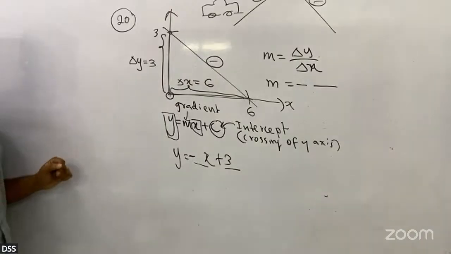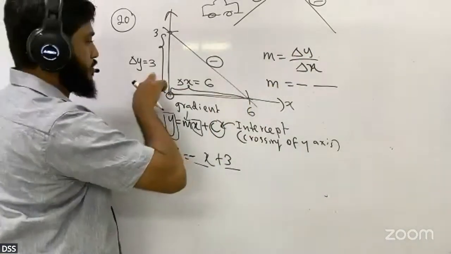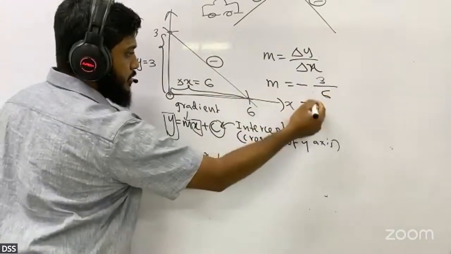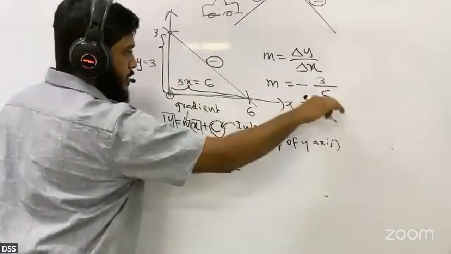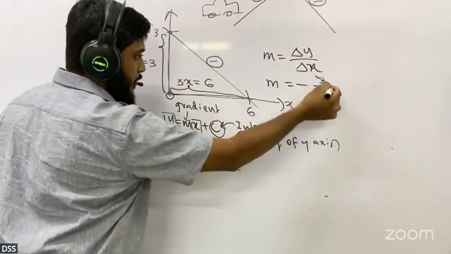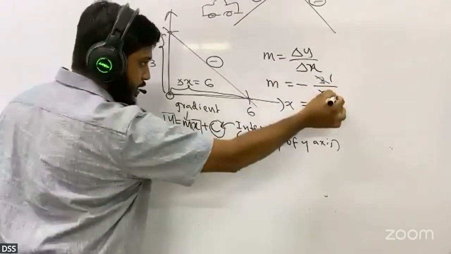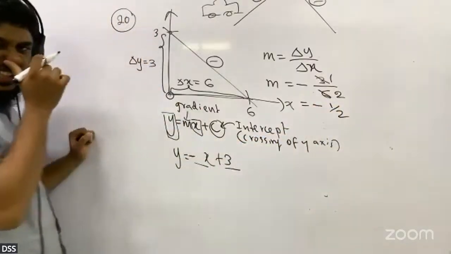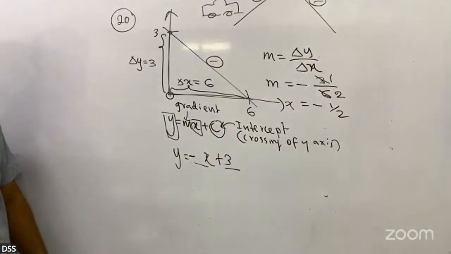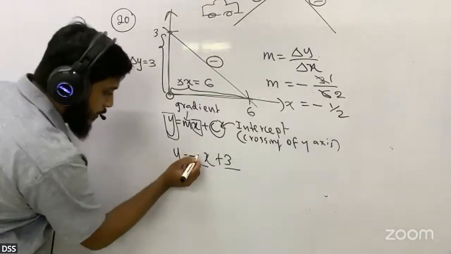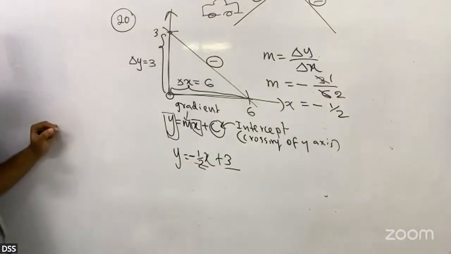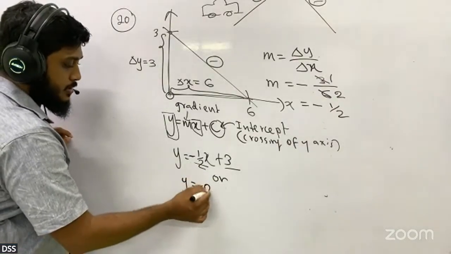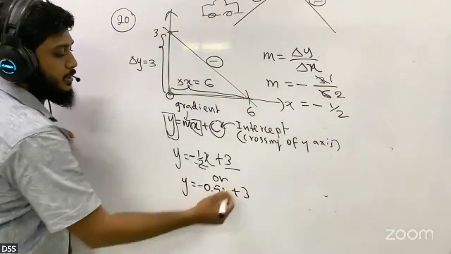Okay. Now what do you do? Just put the values. Delta y is how much? 3. Delta x is how much? 6. So the answer is minus, the sign is minus. 3 over 6, done. 3 and 6 you can simplify. 3 divided by 3, 1. 6 divided by 3, 2. Minus half you can write. That's minus 0.5 you can write. So what should I do? I have to write y is equal to what? Minus half x plus 3. Or I can write y is equal to minus 0.5x plus 3.